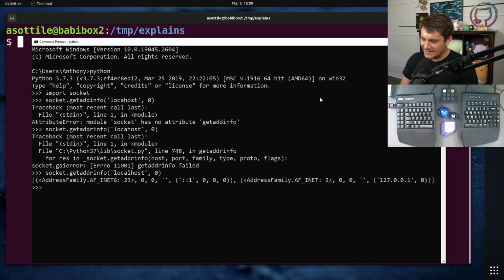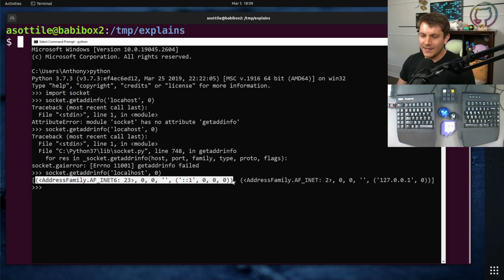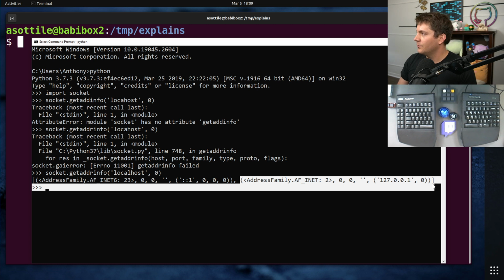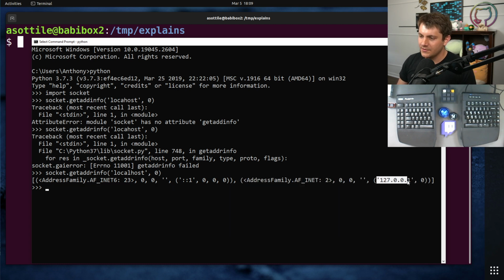Okay, so what this did is it looked up the name localhost, and it gave us back the response. In this case, we got two different responses, one being an IPv6 response, which is at address ::1. We also got an IPv4 response at 127.0.0.1. And this presents the first problem, which is that localhost can refer to two different IP families. It can either be a v4 address or it can be a v6 address.